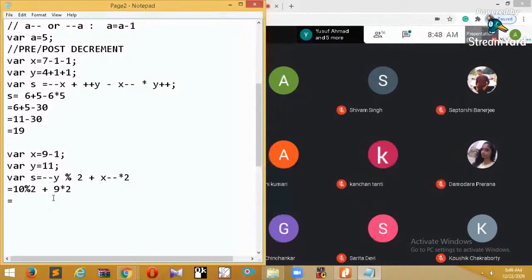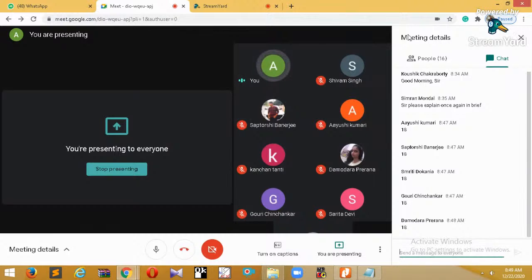Now here is the situation, what will be the result of this? So you can see 10 percent 2, what will be the result? Percent means the remainder operation or remainder division. So if we divide 10 by 2, the remainder will be 0, plus 9 into 2, it will be 18. So the ultimate result will be 18. Very good. Those who have answered, you are correct. The answer will be 18. I think this is understood by everybody.